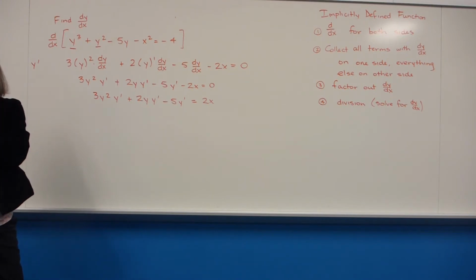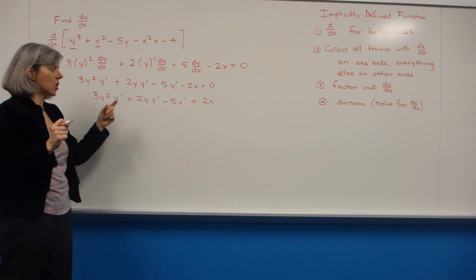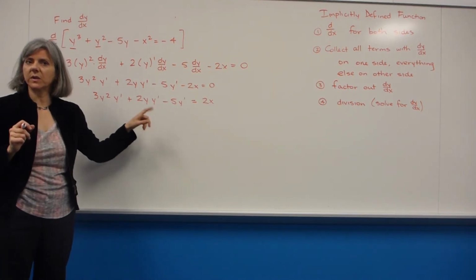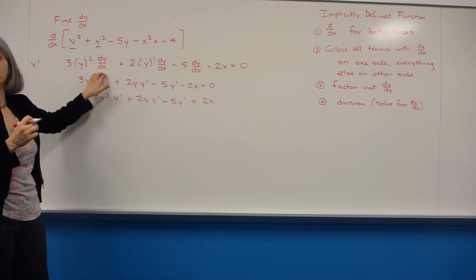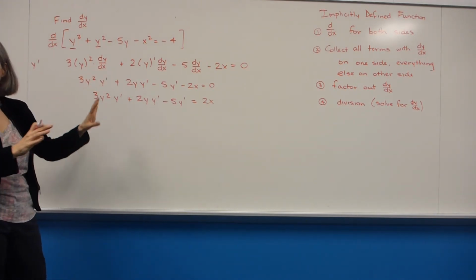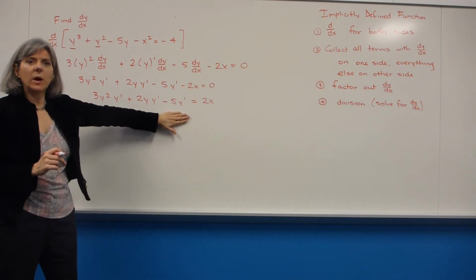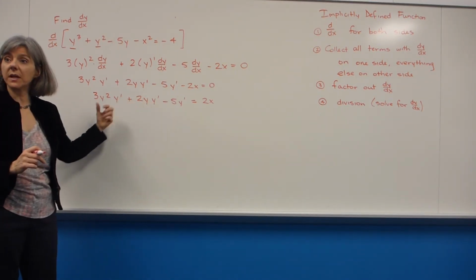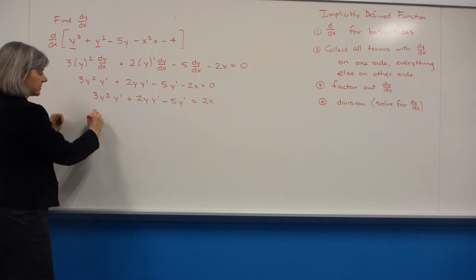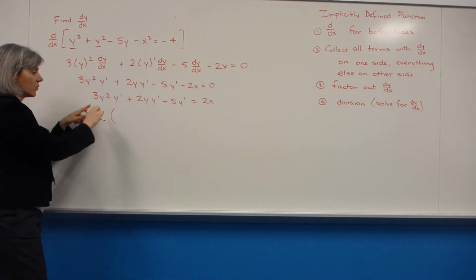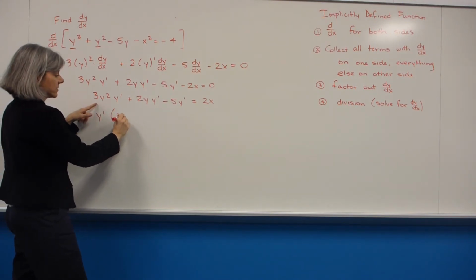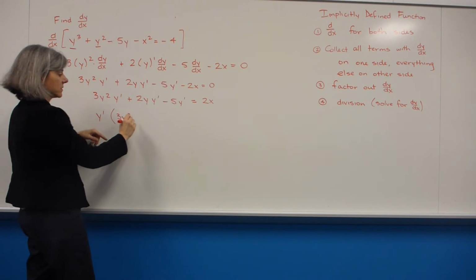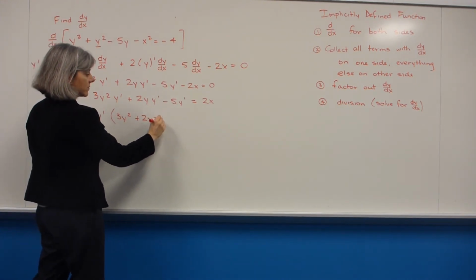So all I did is put everything that doesn't have a y prime on the other side. Or if you like to keep the dy dx's, please feel free. Next class, I'm not going to make this substitution because when we do related rates, it's much better to keep the original notation. But either one is fine. Now all of these have y primes in them, so they all have something common. Let's pull the y prime out front. What do I have left from the first term? 3y squared. And the second one? 2y. And the third one? Minus 5.